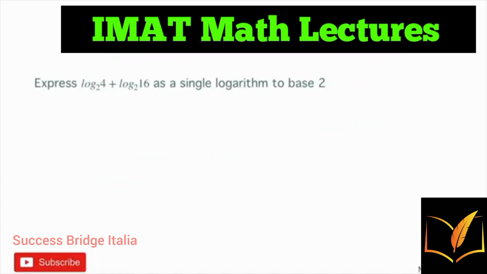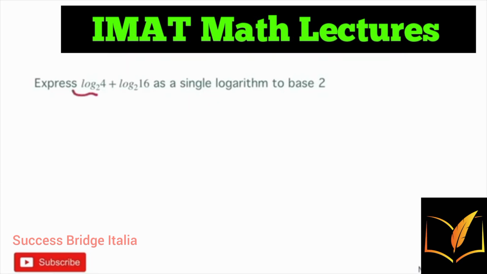So this question says express log base 2 of 4 plus log base 2 of 16 as a single logarithm to base 2. And a lot of these links come to our basic understanding of our laws of indices. And if I talk about this logically, and it will require you to understand what we went over in part 1, if we look at log base 2 of 4 and we actually calculate that, that means what power of 2 gives us the answer 4.